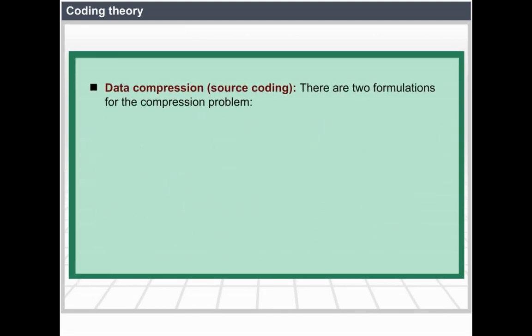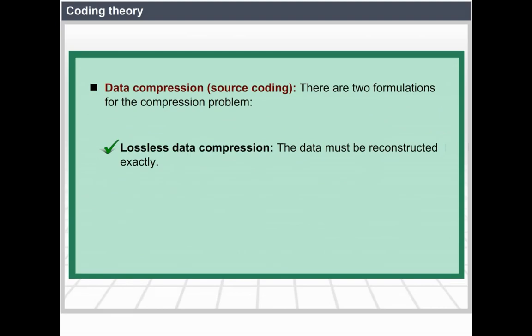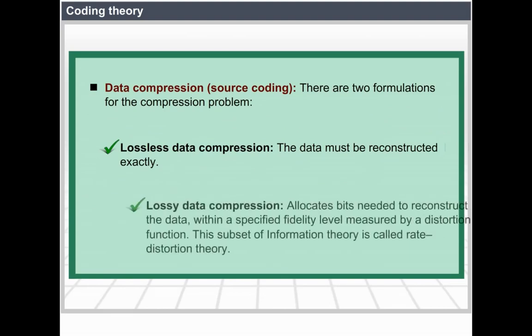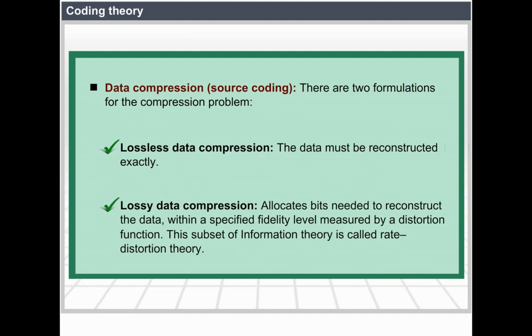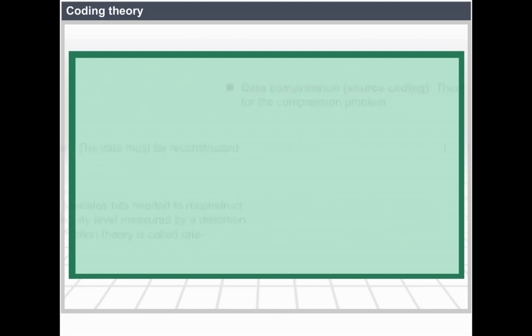Data compression, source coding. There are two formulations for the compression problem. Number 1, lossless data compression: the data must be reconstructed exactly. Number 2, lossy data compression: allocates bits needed to reconstruct the data within a specified fidelity level measured by a distortion function. This subset of information theory is called rate distortion theory.